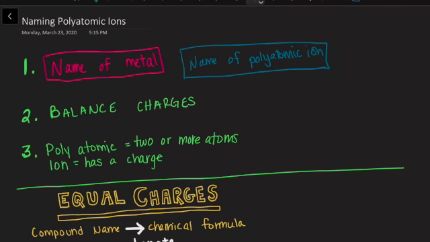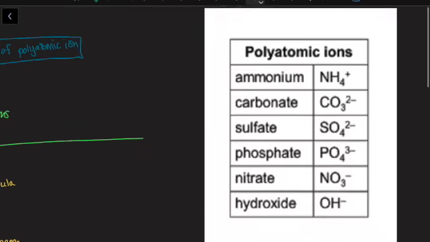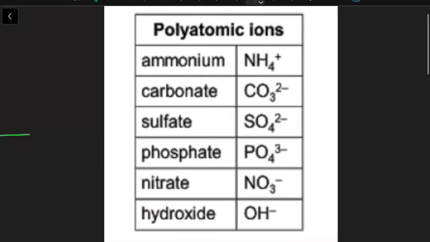Okay, naming things that have polyatomic ions involved. Remember, polyatomic ions are these dudes. They usually have a negative charge. These are the most common ones you'll see on my material, but there are many more, and you should know how to do all of them.